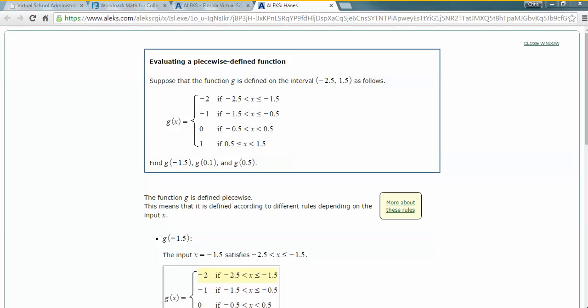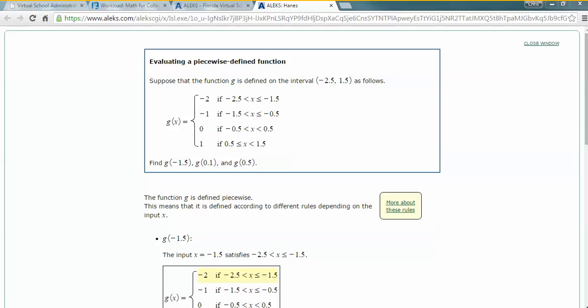-1.5. What we want to do is look and see where -1.5 falls. It's going to be in one of these 4 groups. Since we're dealing with -1.5, let's start up here where these negative numbers are. And what we want to know is, does -1.5 go in this first one, or does it go in the second one? Because if you look, there's a -1.5 there, and there's a -1.5 there.